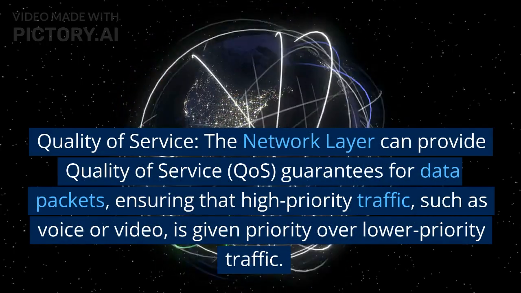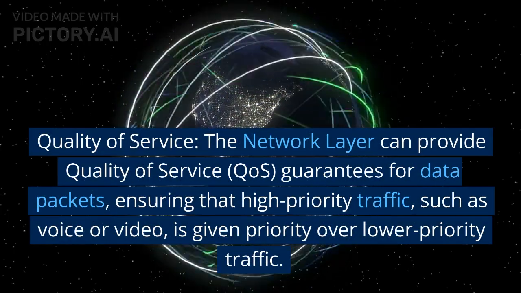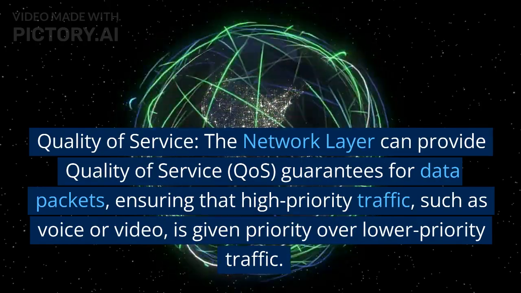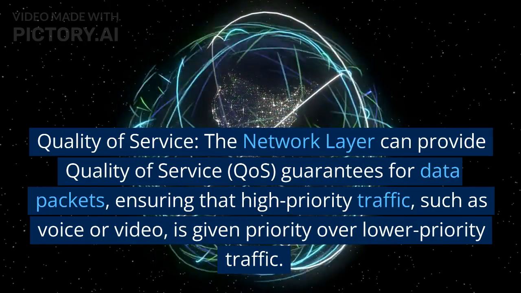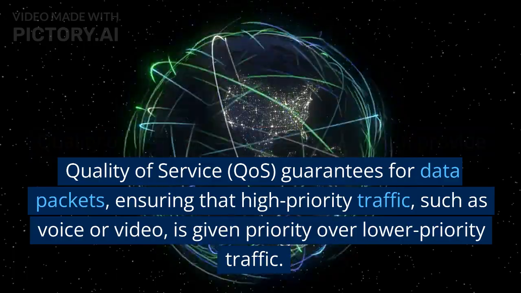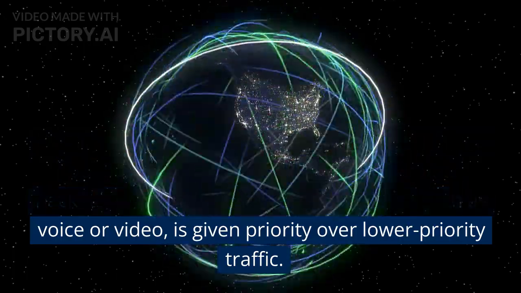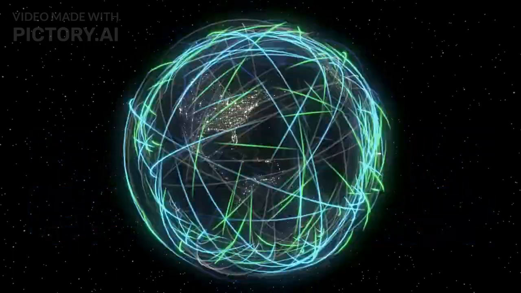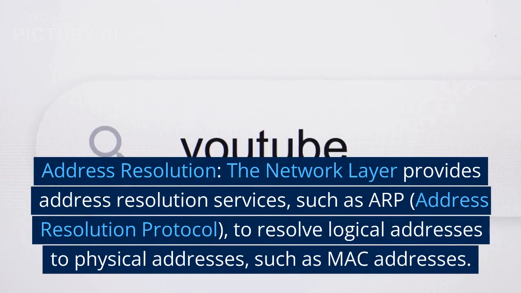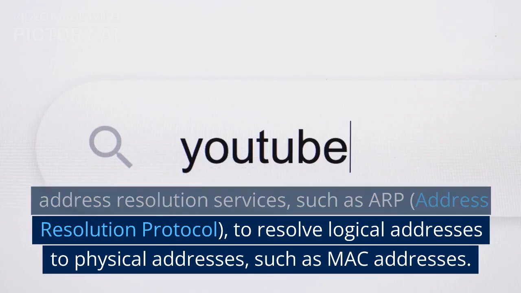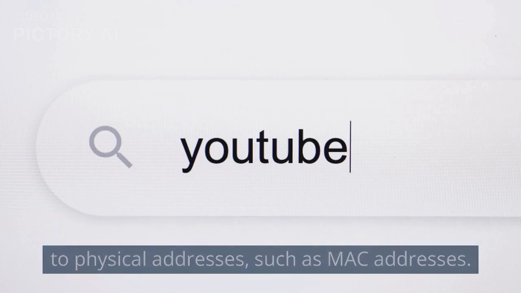Quality of service. The network layer can provide quality of service (QoS) guarantees for data packets, ensuring that high-priority traffic, such as voice or video, is given priority over lower-priority traffic. Address resolution. The network layer provides address resolution services, such as ARP (Address Resolution Protocol), to resolve logical addresses to physical addresses, such as MAC addresses.